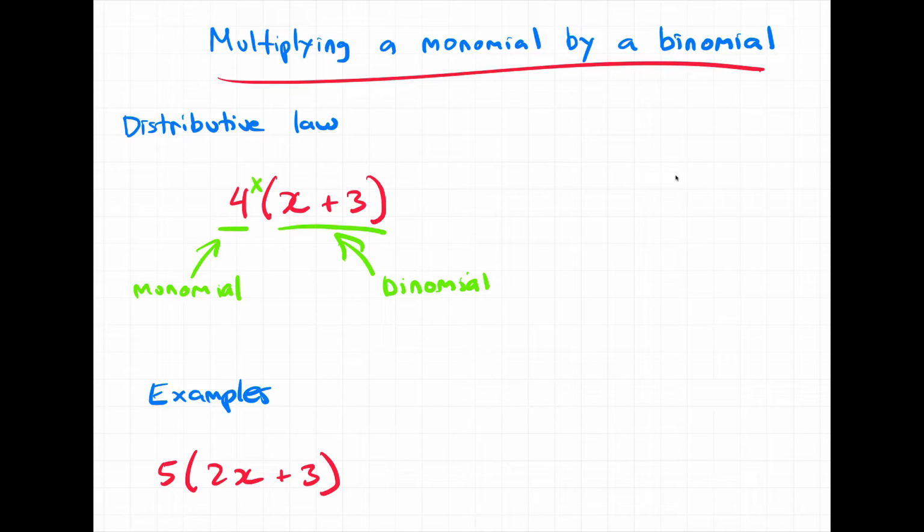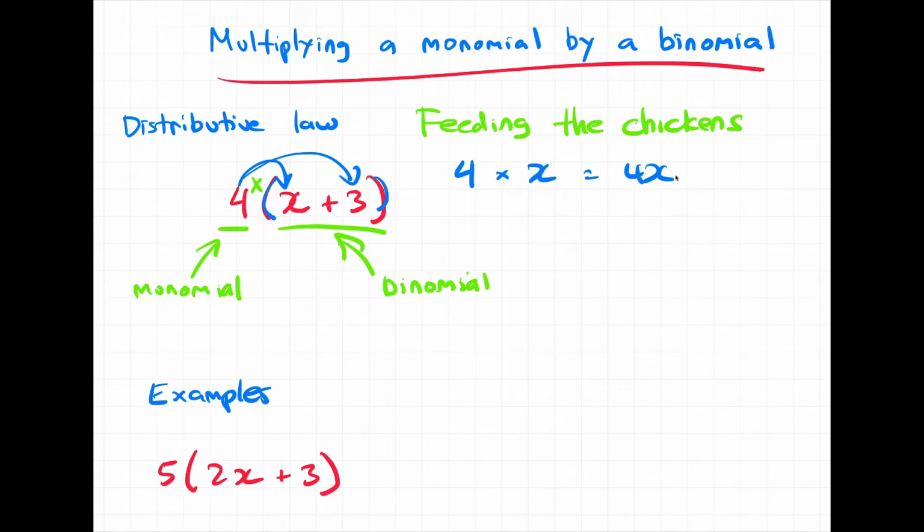So the distributive law is sometimes called feeding the chickens. Weird to say that, but basically there's a little saying that the monomial is the farmer, and he goes and feeds the first chicken that's in this little coop that's right here, and then goes feeds the second one. So basically what we're doing first is we're going 4 times x, which is 4x. And then next, we're going to visit the 3. And remember, we're multiplying with the 4. So it's 4 times 3, which equals 12.